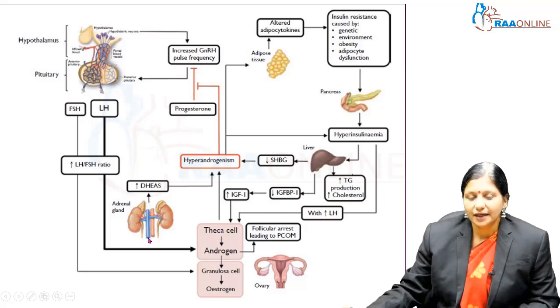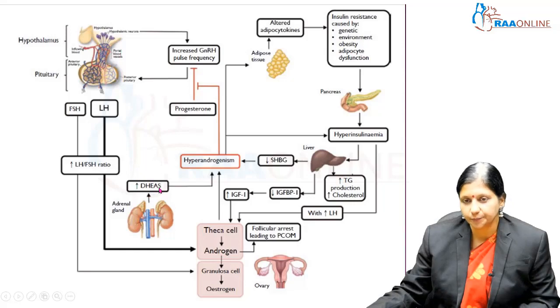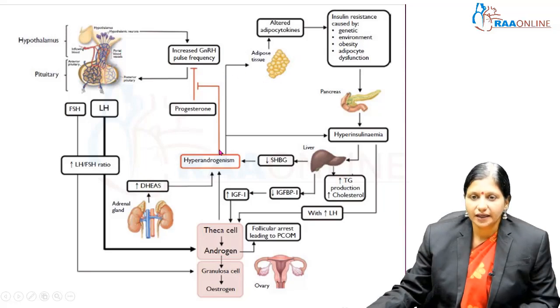Now there is another source of androgens, which is the adrenal gland. The adrenal androgen is dehydroepiandrosterone sulfate. Another source of androgen is the human adipose tissue, and all of this contributes to the increase in androgen levels in the human body.